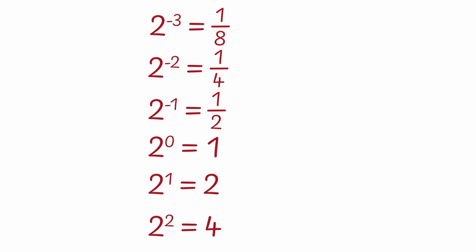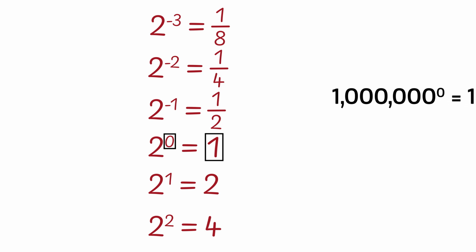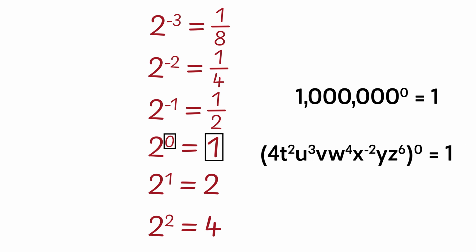Now, keeping the same graphic, let's explore the 0 exponent. If you notice, when we reached an exponent of 0, our answer was 1. This is actually a rule. Anything raised to the 0 power is 1. For example, 2 to the 0 is 1, 1 million to the 0 is 1, this big expression equals 1, and so on. Here's why that works.